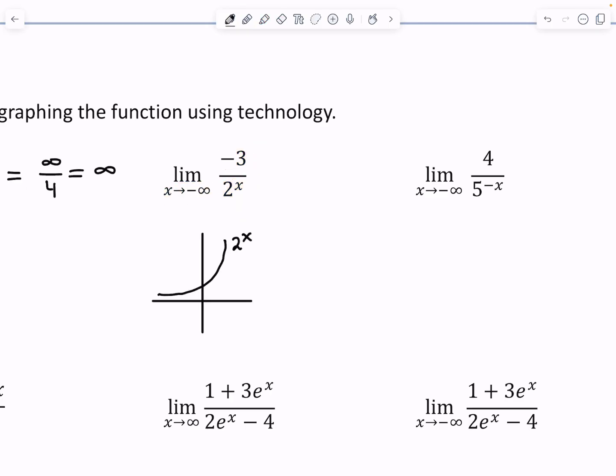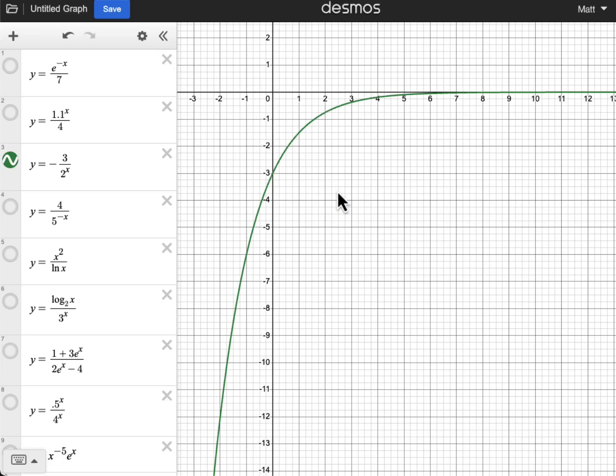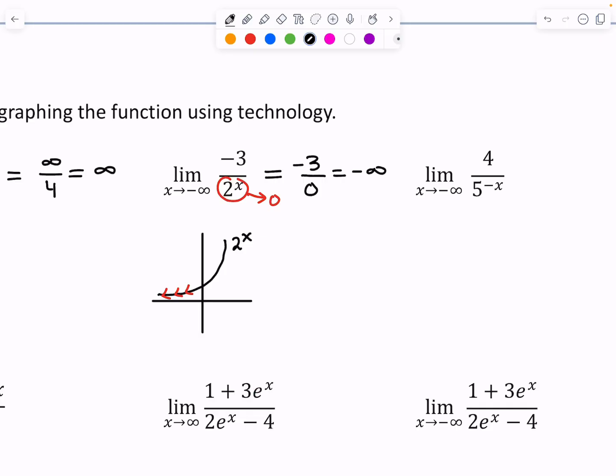2 to the x is a growing exponential, so as we go to negative infinity, 2 to the x will approach 0. And it approaches 0 from above, meaning that 2 to the x has positive outputs. So this limit will be effectively a negative number divided by a number shrinking to 0, which will blow this up to negative infinity. Here's the graph of this function just to confirm. As x goes to negative infinity, as we move left forever, the outputs drop to negative infinity.